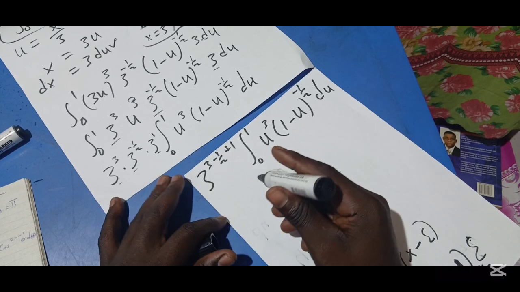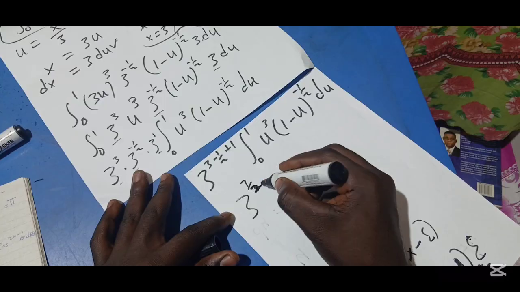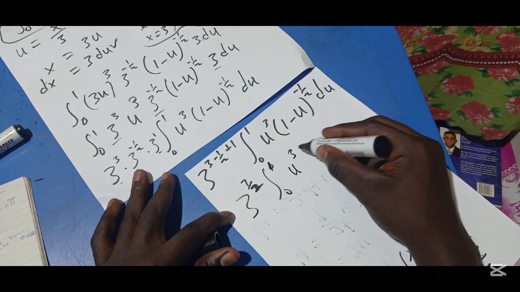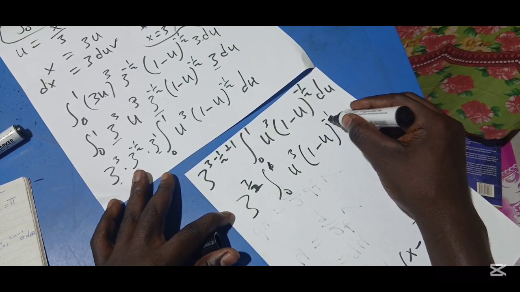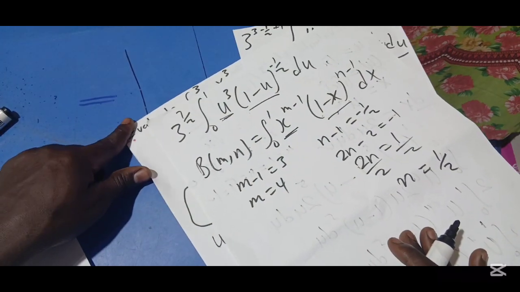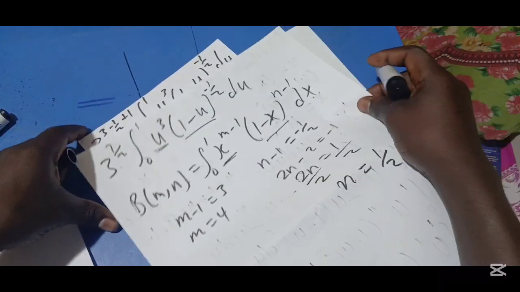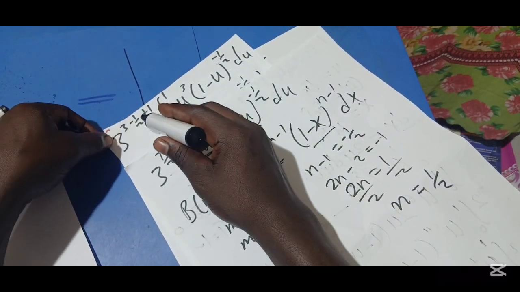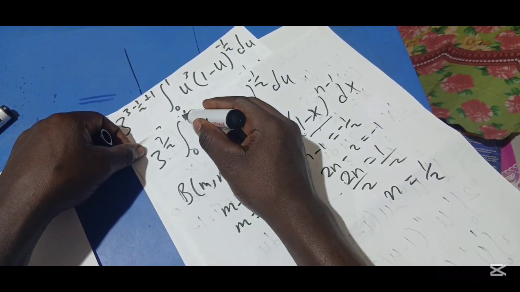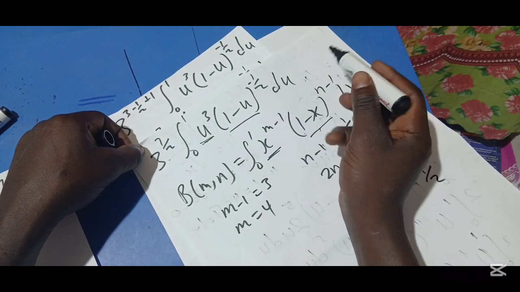So punching this on calculator will give us 3 to the power 7 on 2, integral from 0 to 1, u to the power 3, 1 minus u to the power minus half du. So looking at this term right here, simplifying this on your calculator, 3 to the power 3 minus half plus 1 means 7 on 2. So we have 7 on 2, integral from 0 to 1, u to the power 3, 1 minus u all to the power minus half du.